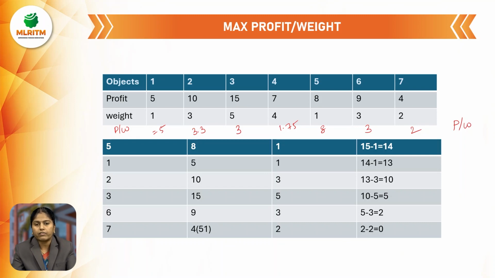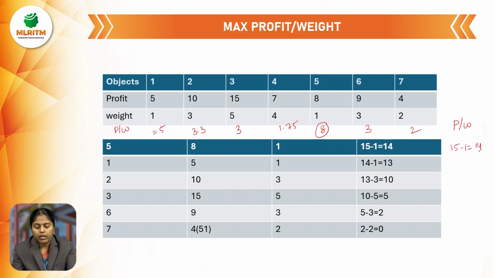We have to calculate the fractional knapsack problem by using the greedy method. First, consider which object has the maximum profit by weight ratio. That is object number 5. What is the profit here? 8. What is the weight here? 1. The total weight is 15, so 15 minus 1 equals 14.